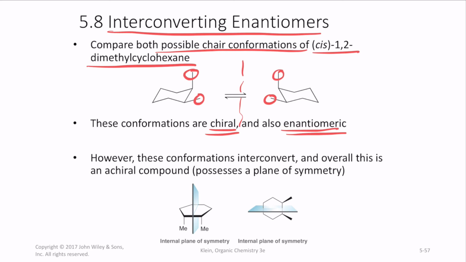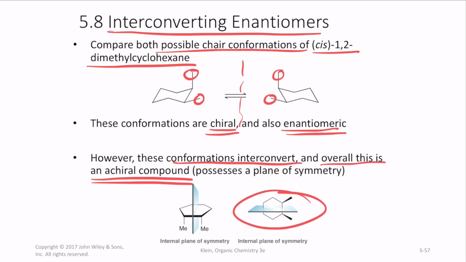Again, these conformations are interconverting overall, but this by itself is an achiral compound. The reason is because this has an internal plane of symmetry. Because it has an internal plane of symmetry, we do not call this a chiral compound, but the configuration is chiral. Remember the differentiation here. The configuration is chiral, but the molecule is not.